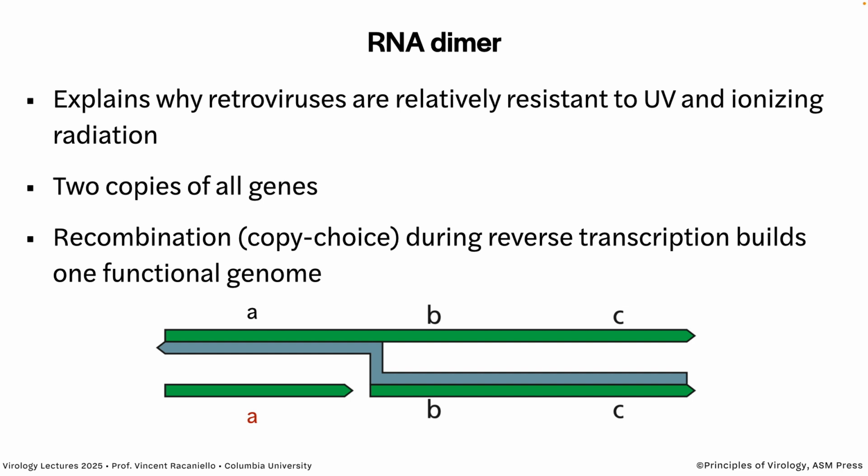So here, for example, we have 2 genomes where this gene A is mutated. It's red, so that means it's mutated. And the polymerase, when it copies these 2 genomes, randomly copies bits of both RNAs. It just randomly goes back and forth, so there's no logic to it. It goes back and forth, and eventually it will make a functional genome when there are mutations in one strand. So that's the idea, that it makes these viruses relatively resistant to UV.